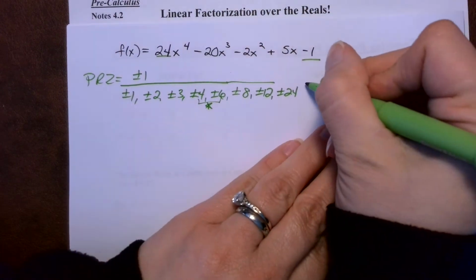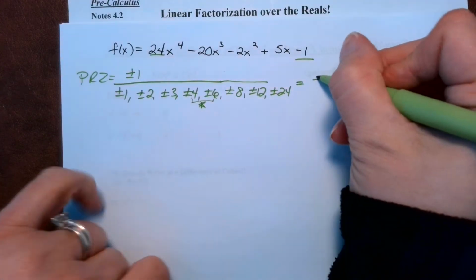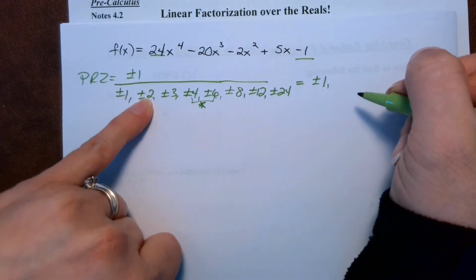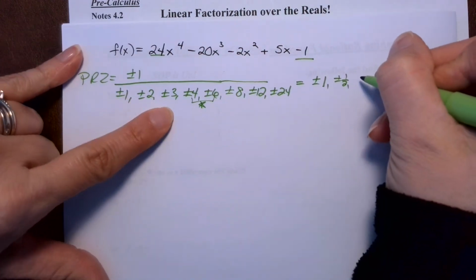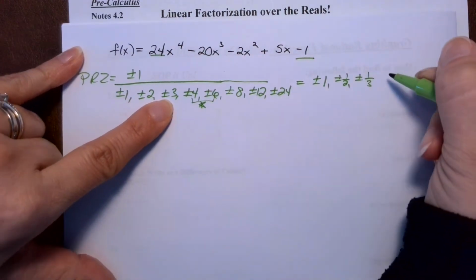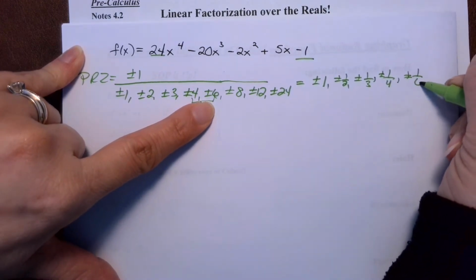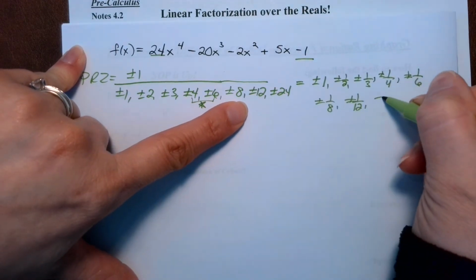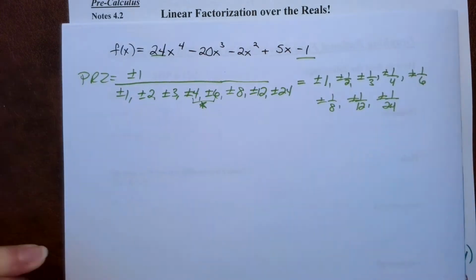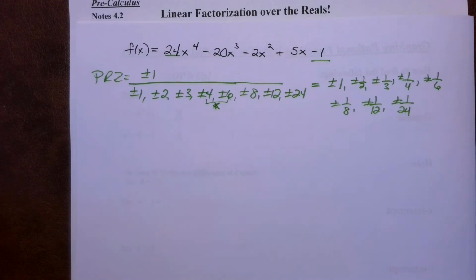When you get that halfway point, you can just use the first half. That'll speed things up. Now, what is every possible combination of these PRZs? Well, the first one is plus minus 1. But every other one is going to be a denominator. We have 1/2, 1/3, 1/4, 1/6, 1/8, 1/12, and 1/24. That's a lot of fractions to test. I'll start with the ones and hope I don't have to get to the fractions.